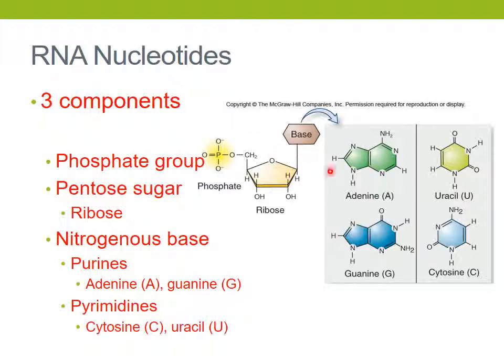The other difference here is that the bases are very much the same except for one of the pyrimidines. We do not have thymine. Instead, we have uracil. So we still have the adenine and guanine and cytosine, but instead of thymine, we have uracil for RNA.